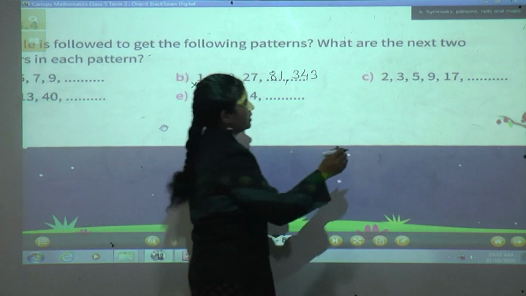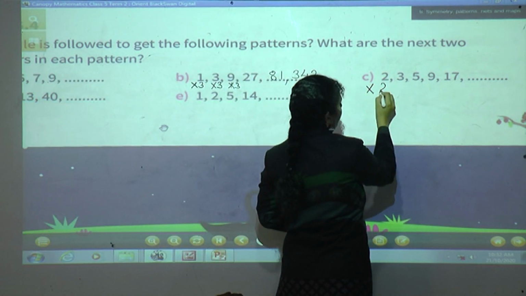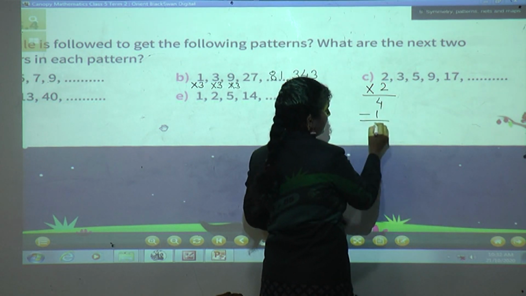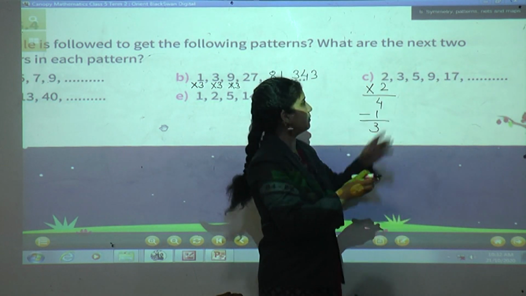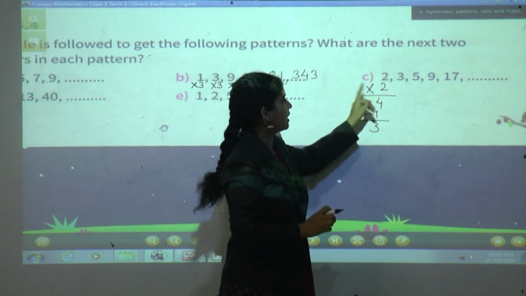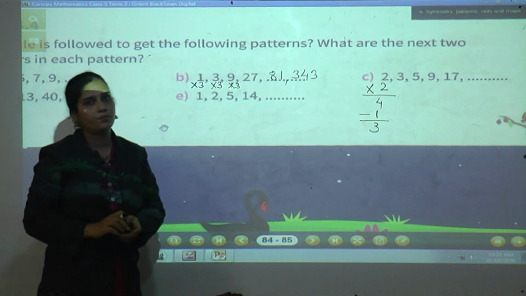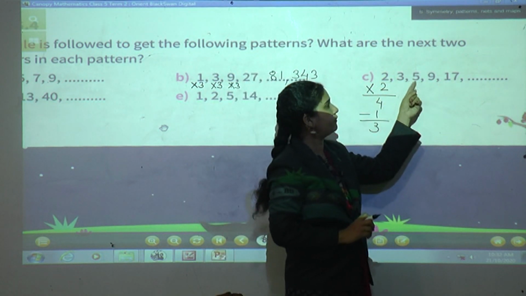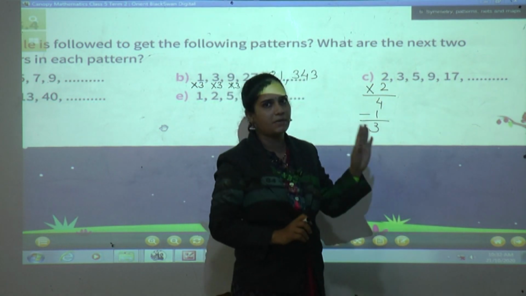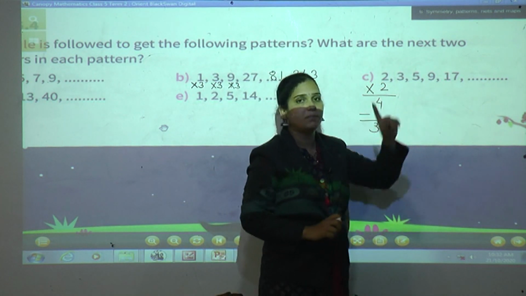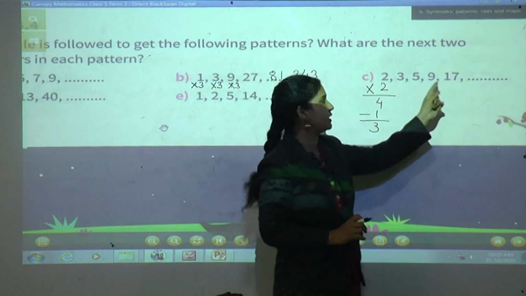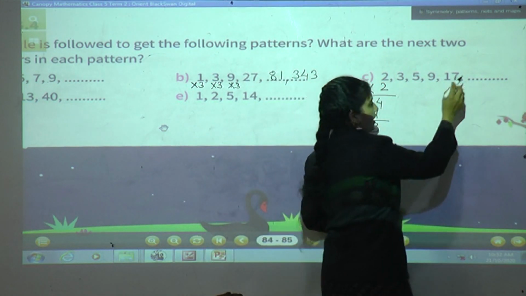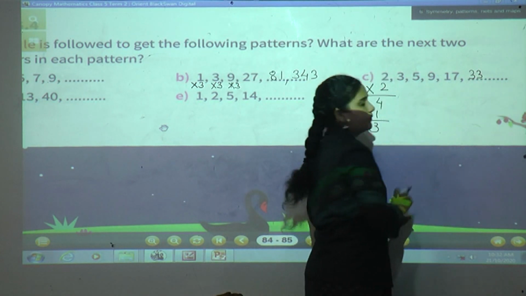See, students, here they have multiplied by 2 and again subtracted 1 from this. So next number will come. That means here the answer is 3. Now 3 multiplied by 2, 6. So subtract 1 from it, we will get 5. Again 5 multiplied by 2, 10 and minus 1, 9. 9 multiplied by 2, 18 and minus 1, 17. Okay, now 17 multiplied by 2, 34 and subtract 1, you will get 33.